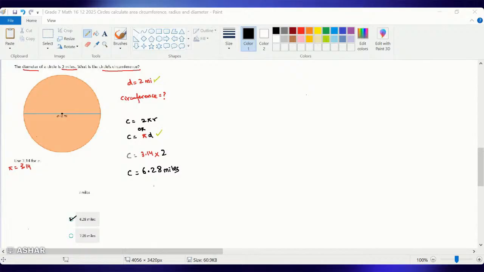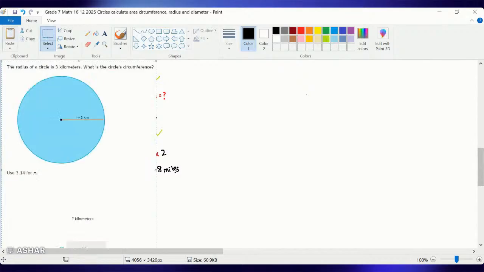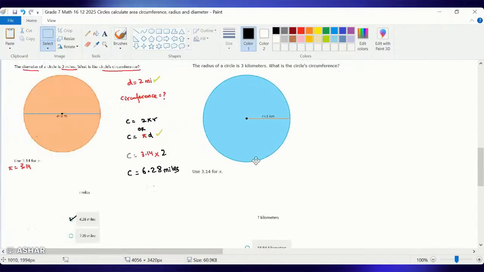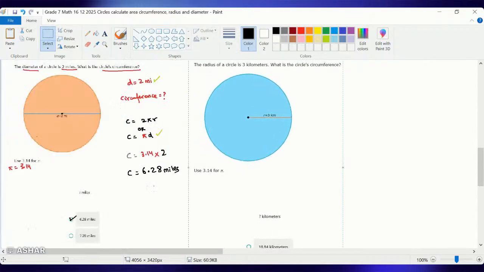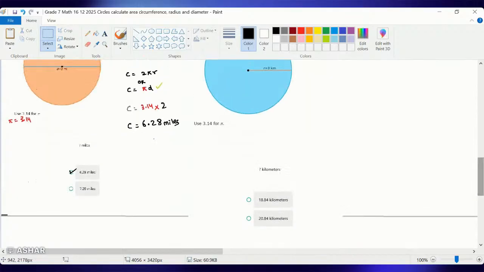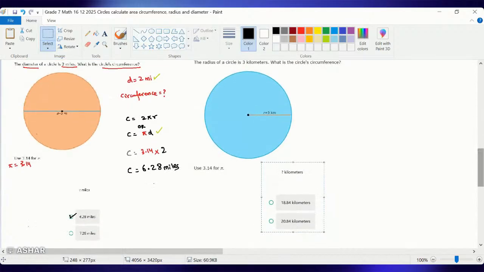Let's try another question. I'll just copy paste another question because we are wasting more time in drawing. We can do more questions this way. Okay. If this is given to us, I would paste this over here. In kilometers, these are the two options. Okay, let's try to do this question.